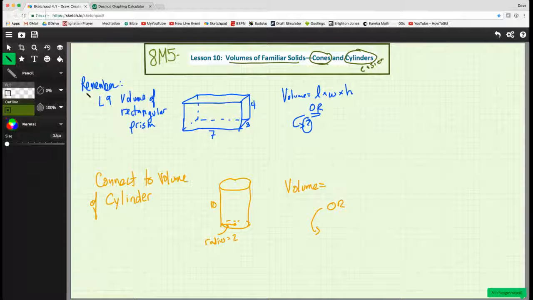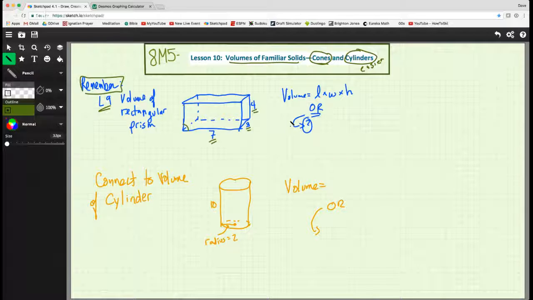Now, I want you to remember what we learned in lesson 9, the volume of a rectangular prism. A rectangular prism might be a stick of butter, or a building. It's a three-dimensional rectangle, so all the angles are right angles and we have rectangles on each face. The way you figure out the volume, as we learned, is you multiply the length by the width, and then multiply it by the height.